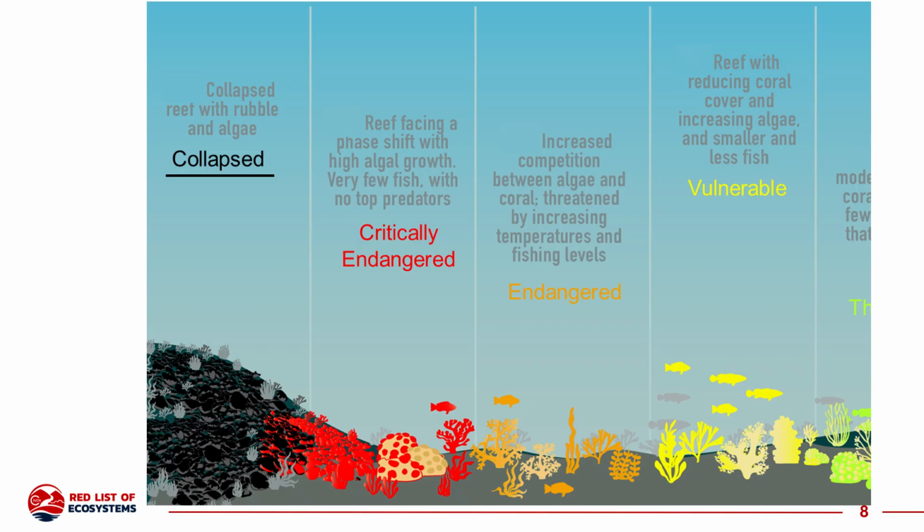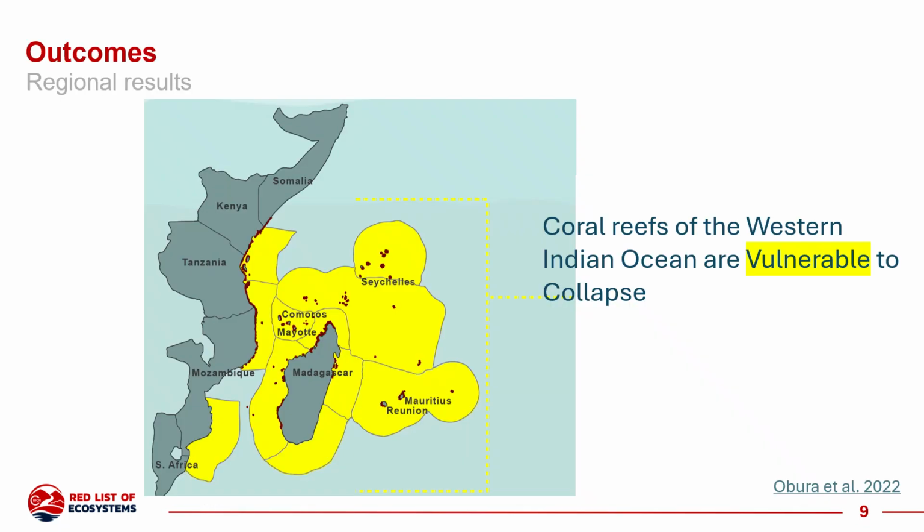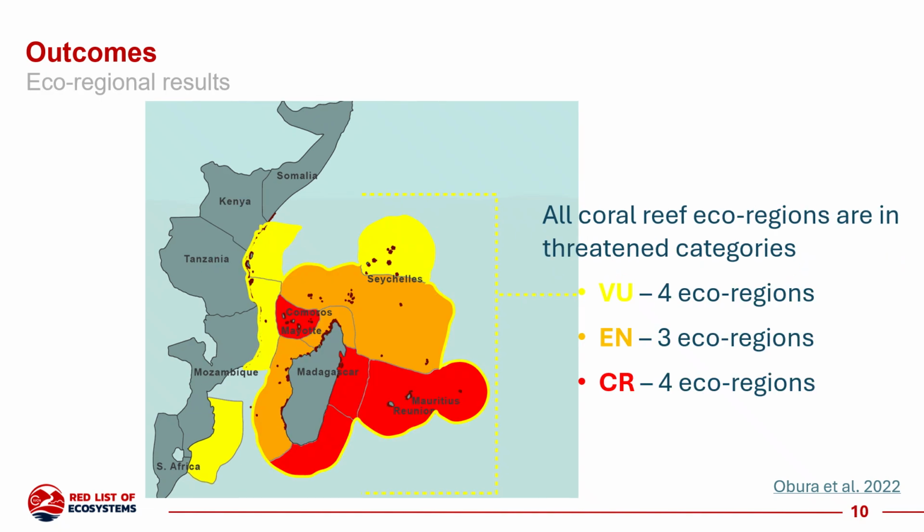Regional Red List of Ecosystems assessments can produce outcomes at multiple spatial scales. Using the Western Indian Ocean example, at the broadest scale, a regional risk status for coral reefs across the entire Western Indian Ocean was produced. This was disaggregated into 11 distinct coral reef ecoregions, with each one assigned its own risk status based on the condition of coral reefs within that ecoregion.